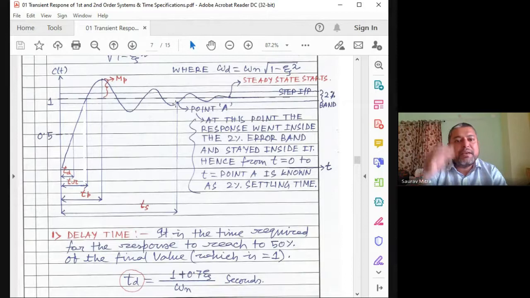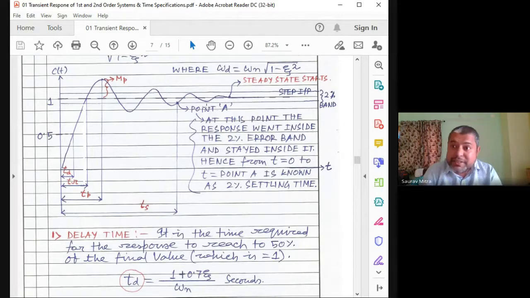Okay, so that's why this time is called the 5% error band. That means the maximum error can be within 5%. On the lower side it will be 1 minus 0.05, that is 0.95. On the higher side it will be 1 plus 0.05, that is 1.05. That means it is not exceeding that band.